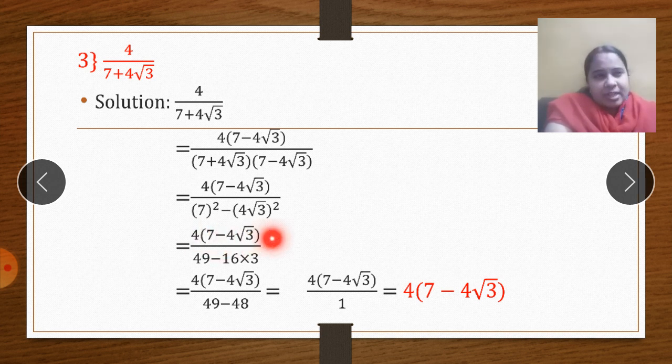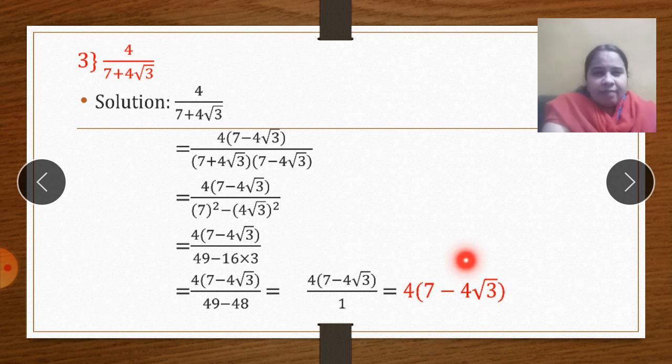You have to write it as it is. Denominator. 7 square is 49. Again this. Be very careful while solving. First thing is 4 square is 16. Root 3 the whole square is 3. So it will come as 16 into 3. Right? Okay. So what do we have in the denominator now? 49 minus 16 into 3 is 48. 49 minus 48. What is that? 1. So even if you don't write the fraction with denominator 1, it is okay.